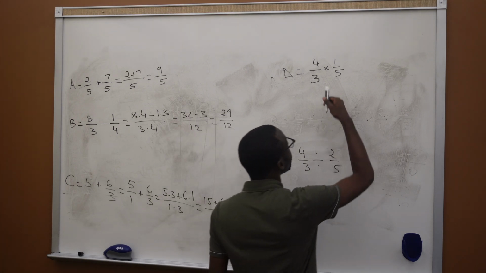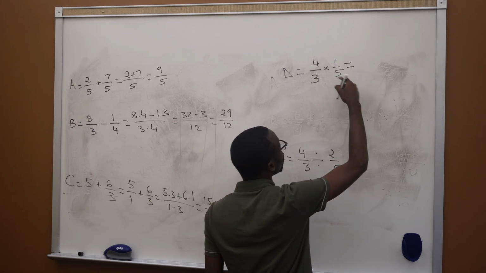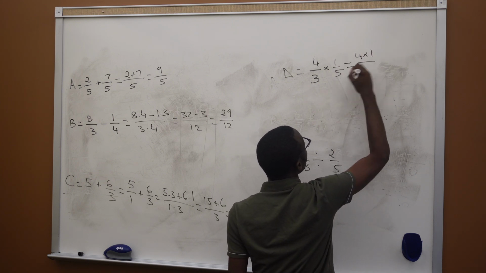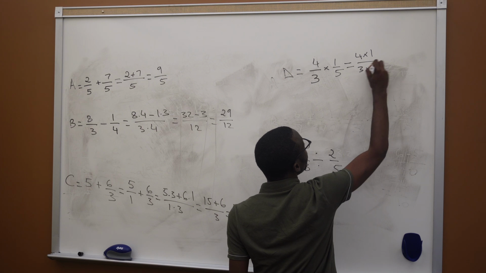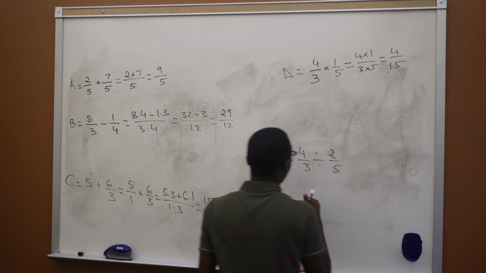Next one. Here I have to multiply two fractions. Do we remember? I just multiply the top with each other and the bottom with each other, which is 4 over 15, and I'm done.